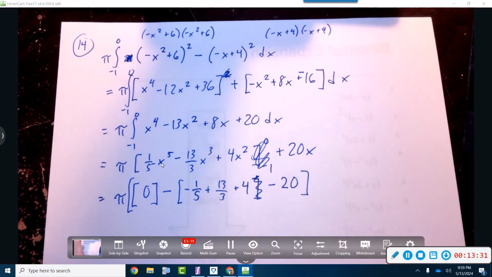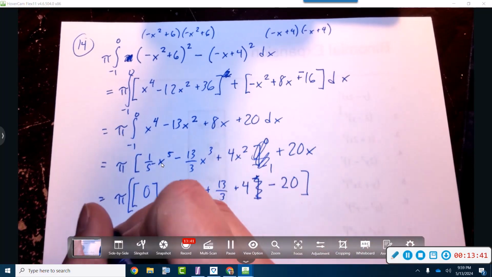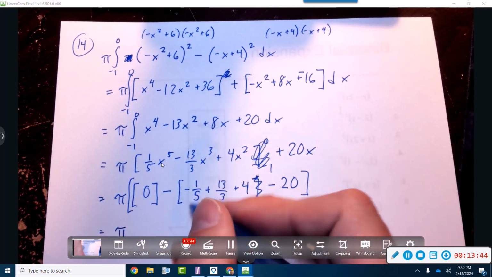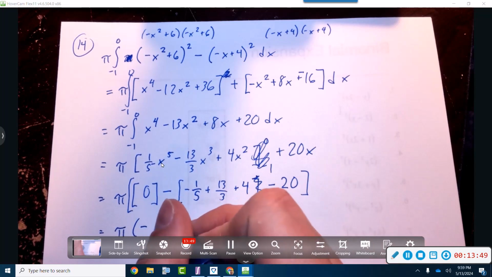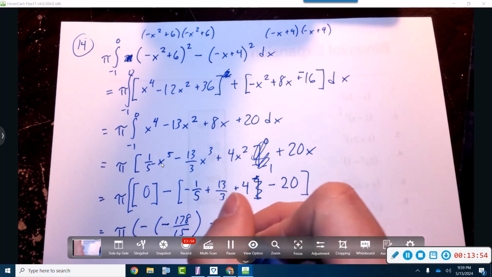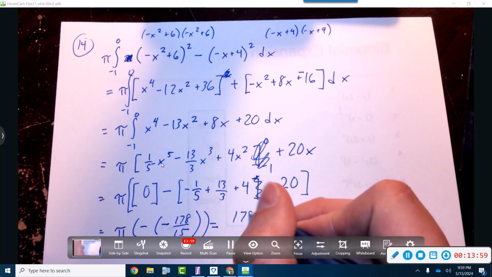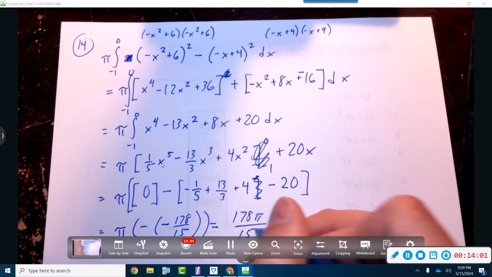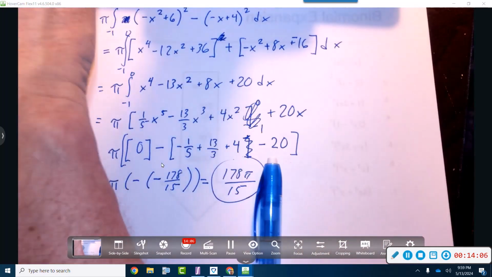Okay, so with that, we're going to add these guys up. So -1/5 plus this plus 4 minus 20 is going to give us pi, and then this will become a negative, but this is going to be ending up being negative 178 over 15. So double negative here will give us 178 pi over 15. And that is our final answer. Pretty difficult.